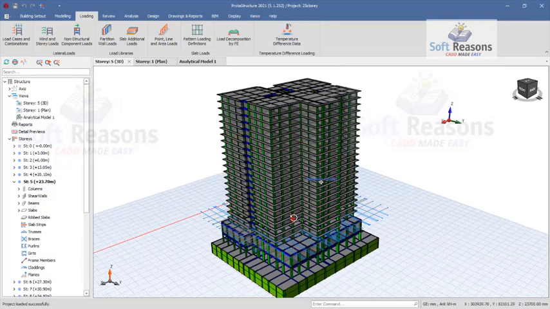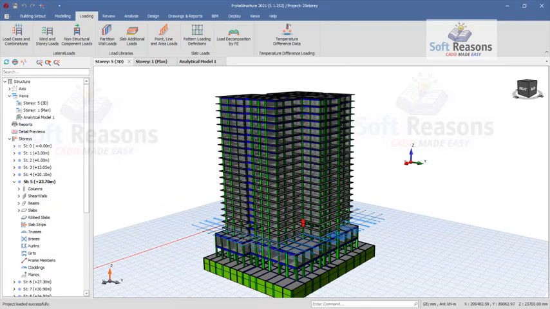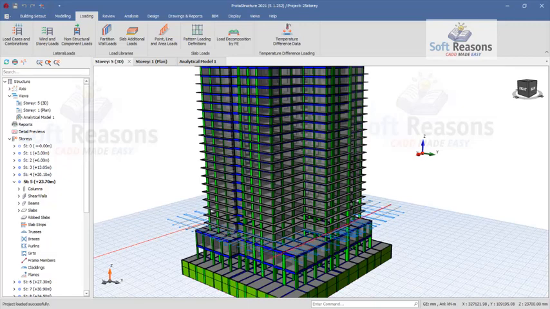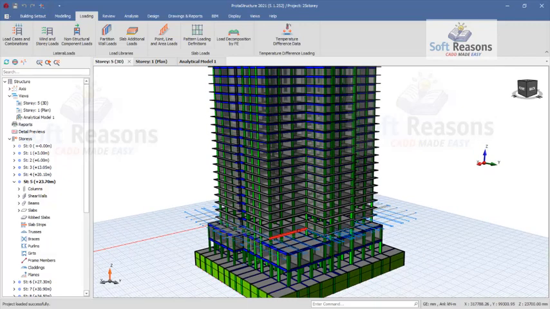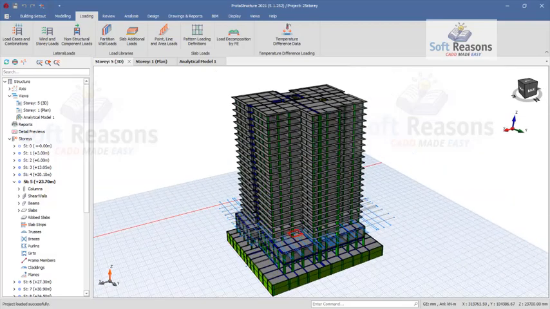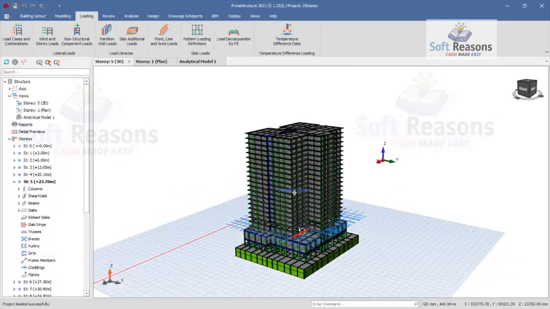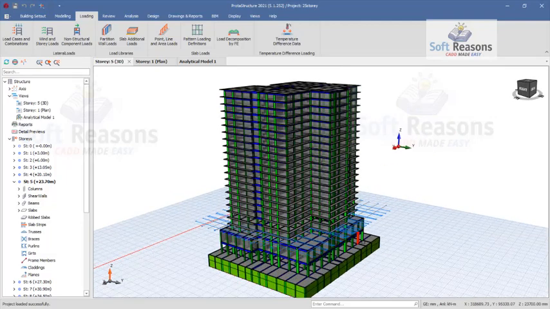I will be taking you through some important notes in order for you to avoid unnecessary errors and warnings, maybe due to story drift limit, and as well as axial load comparison check warning. At first, when you are designing a 25-floor structure of this kind, you have to make sure that you use P-Delta analysis.